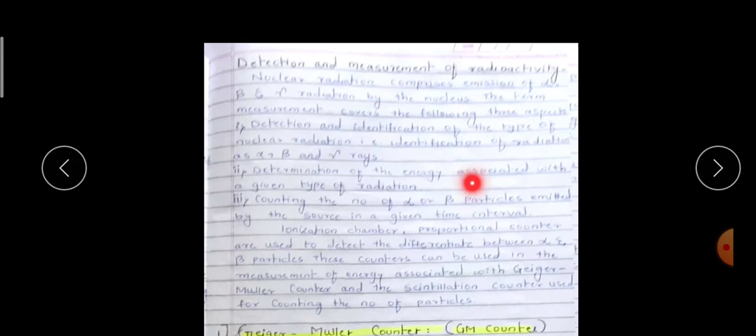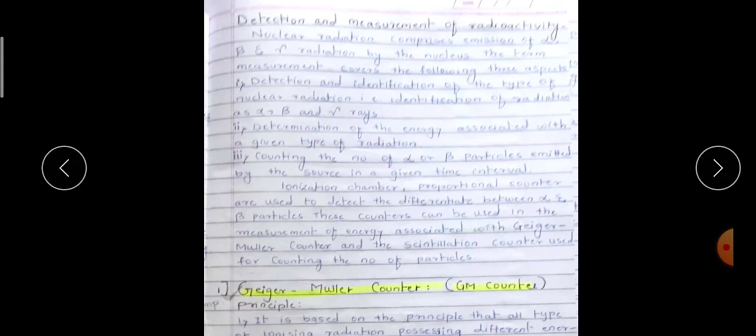Good morning, friends. In the last lecture, we started the third unit of physical chemistry, that is nuclear chemistry. We have discussed the introductory part along with a few important terms. Now we are going to continue with the next part of this unit, detection and measurement of radioactivity.